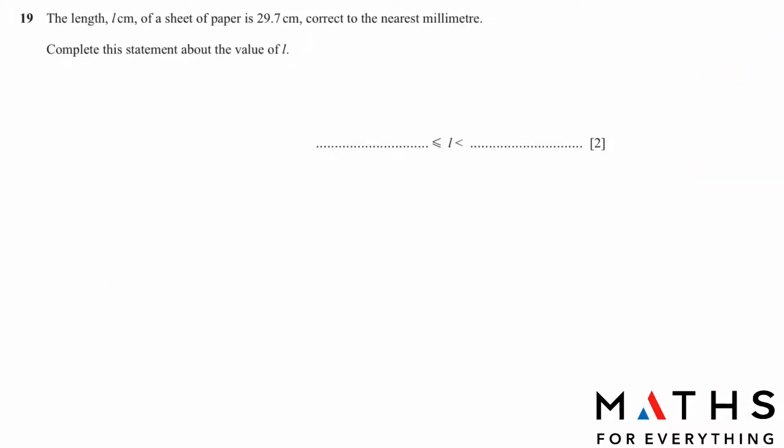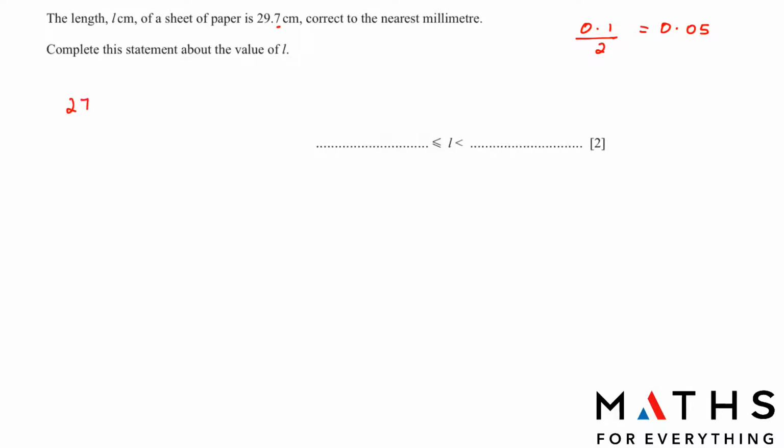Question number 19. The length L centimeter of a sheet of paper is 29.7 centimeter, correct to the nearest millimeter. Complete this statement about the value of L. I'll show it to you in 2 ways. The correct way to do it is, if there is one number after the decimal, write it as 0.1 and divide by 2. You will get 0.05.